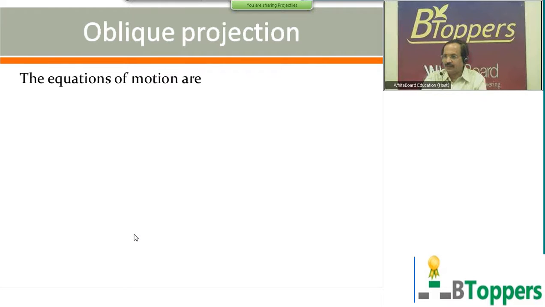The equation of motion for the vertical direction is vy equal to uy plus ay into t. That means vy is the vertical component of velocity at time t after projection. You can substitute uy equal to u sin theta and ay equal to minus g. So you get the vertical component of velocity at time t given by u sin theta minus gt. That is equation number 3.